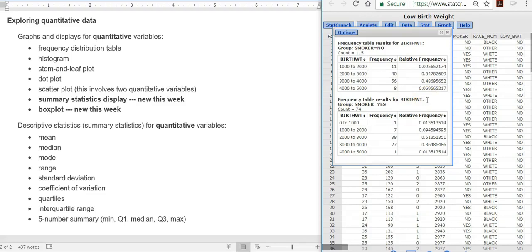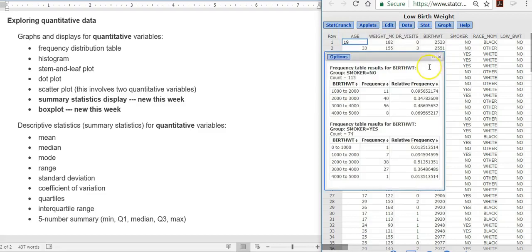Another difference we might notice between these two tables is that in the non-smokers group, the highest frequency class was the 3,000 to 3,999 grams. That had 49% of the babies at that weight. In the smokers group, the highest frequency class was 2,000 to 2,999, and that had 51%. That's a major difference when we have almost 50% of these babies with much higher weights than the highest class for these babies.